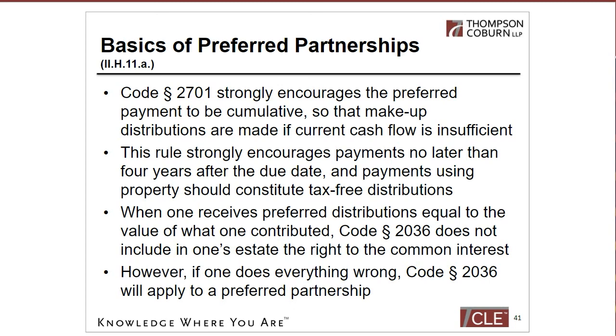If you do have a preferred partnership, then Code Section 2036 does not include in your estate the right to the common interest. Just because you have the right to a preferred payment, the preferred partnership interest is included in your estate anyway because it's an asset you own. But you're not going to whipsaw and get the common that the other people own brought back into your estate merely because you have the right to this income stream. So there are some cases on that. Now, I think those cases are pretty solid, but of course, if you do everything wrong, the Tax Court can come along with a smell test, and there is a case where it came along and did apply 2036 when people did do everything wrong. So it was a pretty blatant case, though.